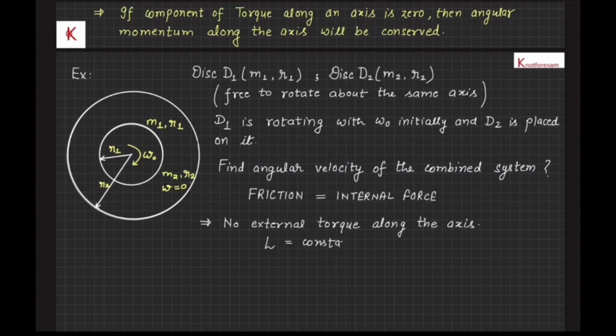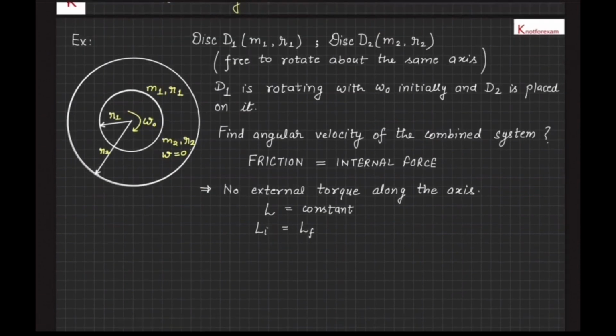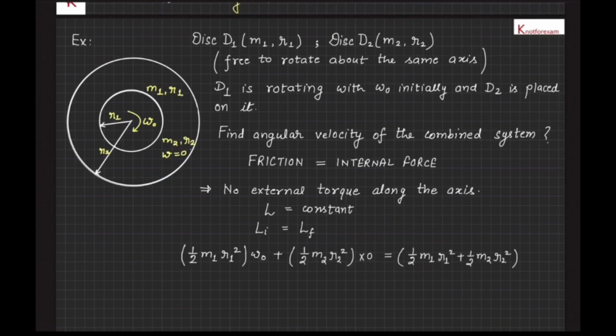Therefore, by the principle of conservation of angular momentum, net angular momentum will be constant about the same axis. Therefore, net initial angular momentum about the axis will be equal to net final angular momentum about the same axis. In this example, I1 ω0 + I2 × 0 = (I1 + I2) ω. From here, ω can be found very easily.